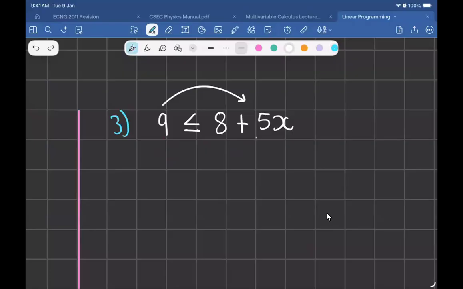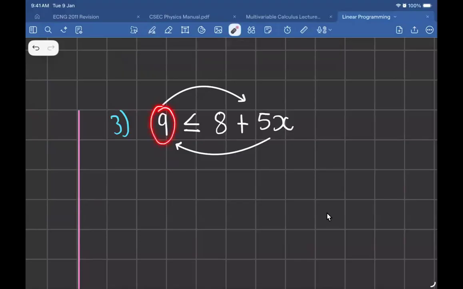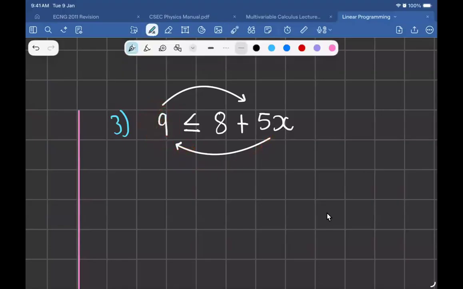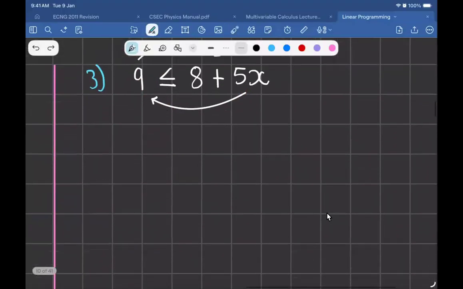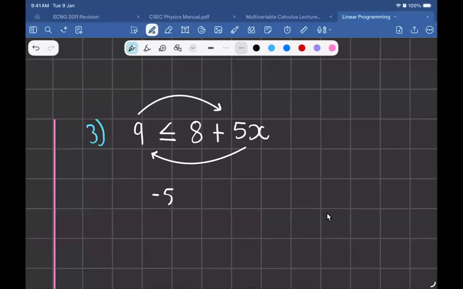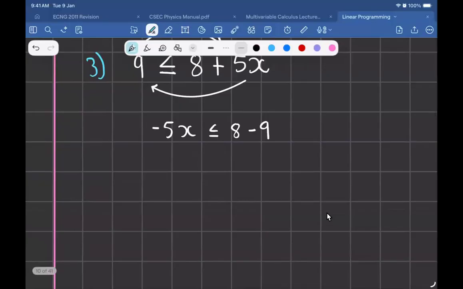Okay, and that 5x, are you going to leave it over there, or are we going to move it across? Move it across, and it's going to be minus 5x. So we moved across the 9. There's nothing on the left-hand side, but then you're moving across 5x. So what should I write in the next line? Minus 5x is less than or equal to 8 minus 9. All right, I almost got you there. Almost.